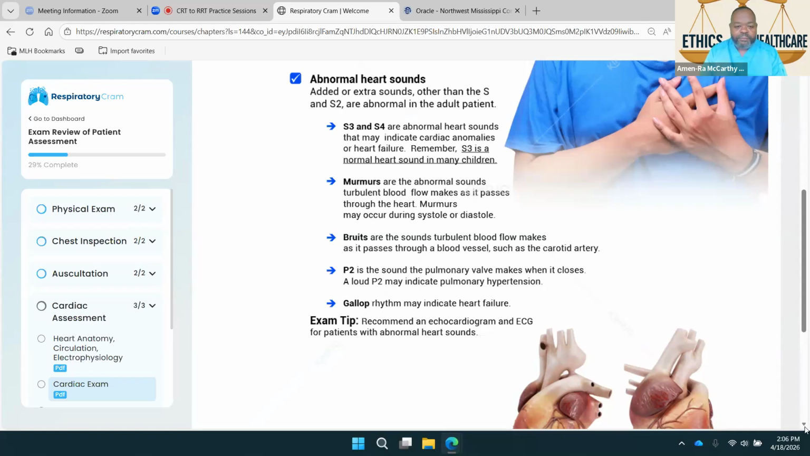And then the P2 is the sound a pulmonary valve makes when it closes. A loud P2 may indicate pulmonary hypertension. Because remember, when we're trying to see if somebody has pulmonary hypertension, the telltale way is putting the Swan-Ganz in, right? We got to put a PAC line in, right? That's invasive. That's very invasive.